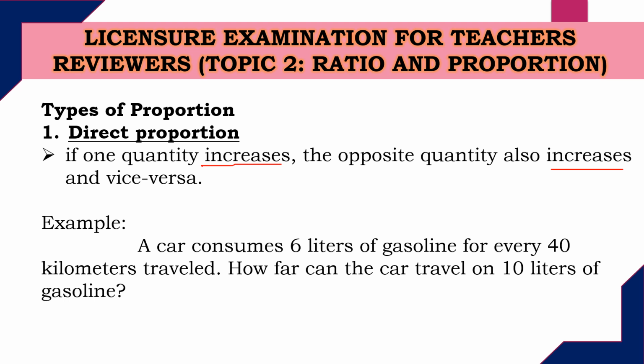Let us have an example of a problem involving direct proportion. A car consumes 6 liters of gasoline for every 40 kilometers traveled. How far can the car travel on 10 liters of gasoline? So the liters of gasoline is increased, and it is expected that the car will travel more distance than 40 kilometers. So this is an example of direct proportion.